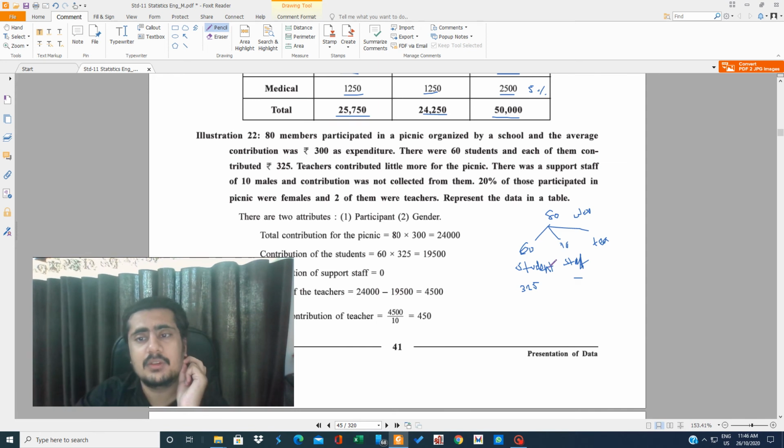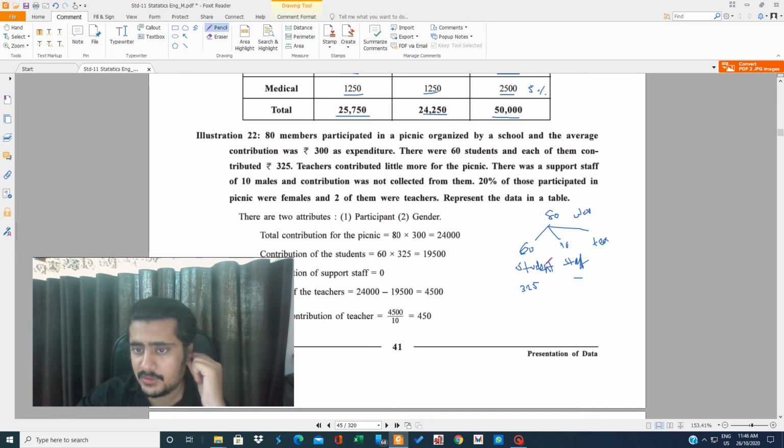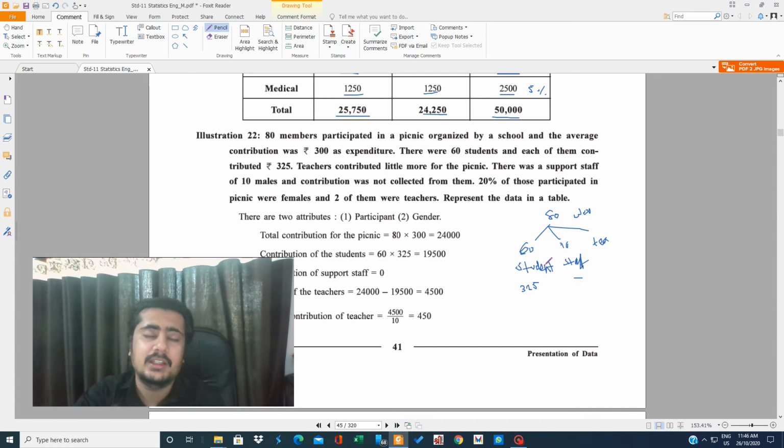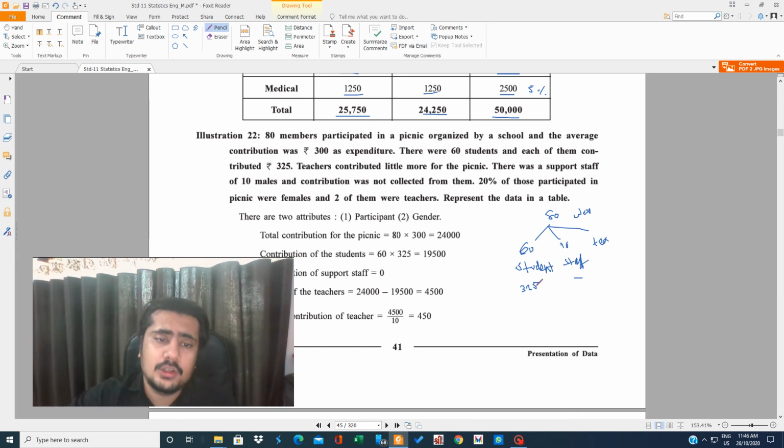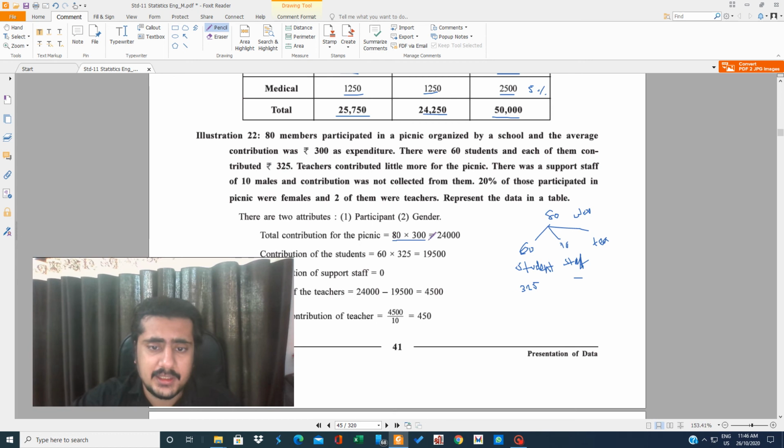20% of those participating in picnic were female and 2 of them were teachers. Represent the data in the table. First of all, let us find what teachers have contributed, how much rupees teachers have contributed. In question, it is clear that teacher has contributed little more. What little more? So that we will find. Now they have told you that total 80 are there and total expense is 300 per person. So in total you have expended 24,000 rupees.